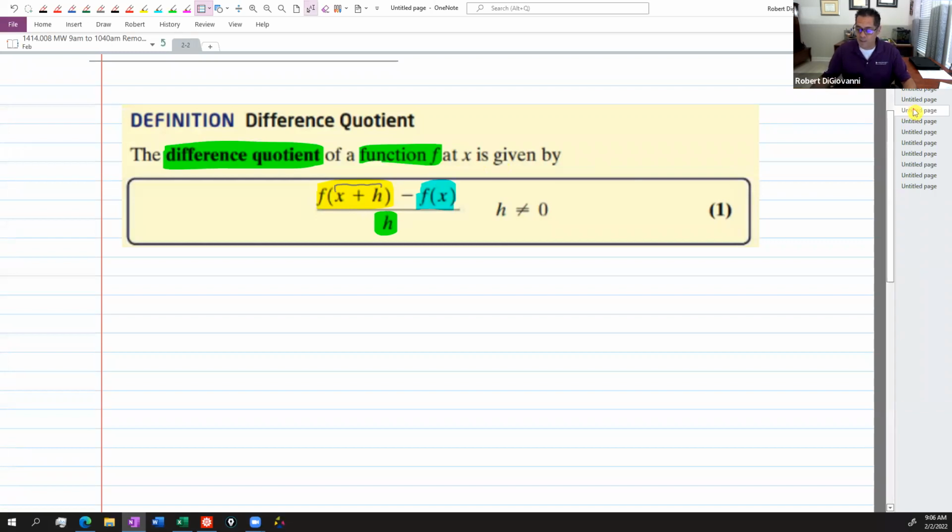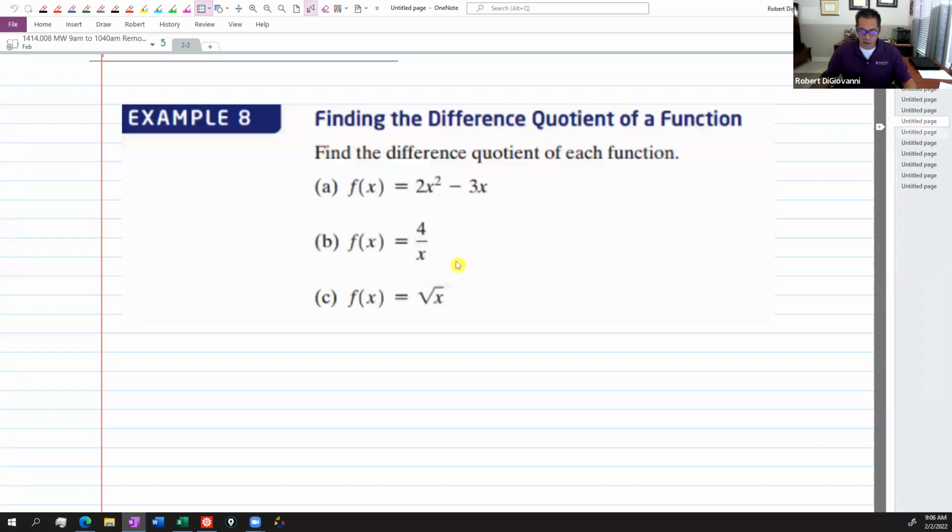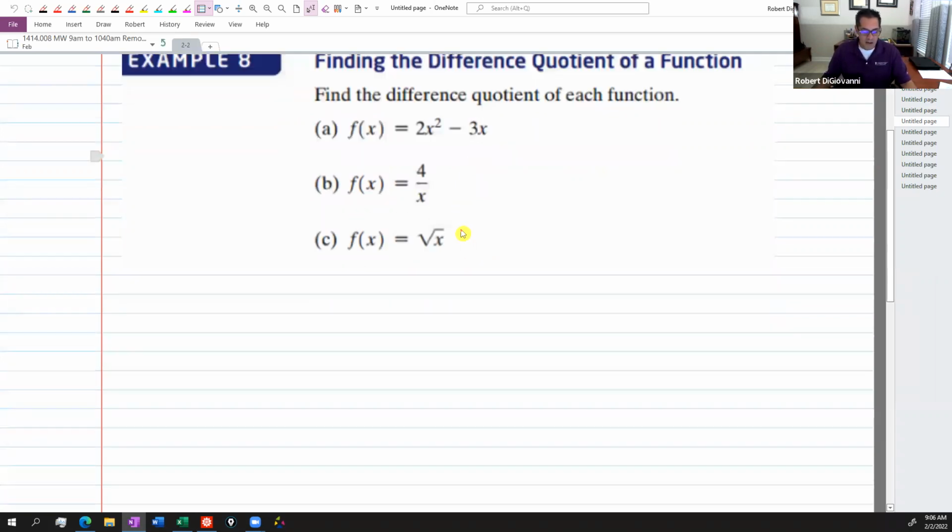So we're going to do some examples here. I recommend you just memorize that difference quotient as soon as you can. Now you'll probably forget it when you get to pre-cal, but at least you will have at some point memorized it, and then you'll have to re-memorize it. All right, so here we go.